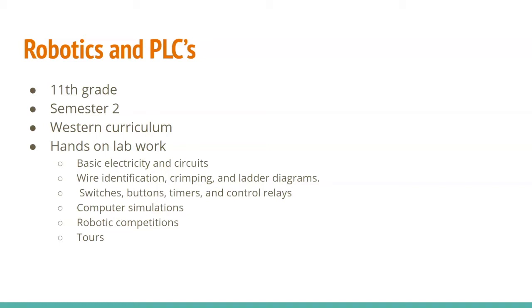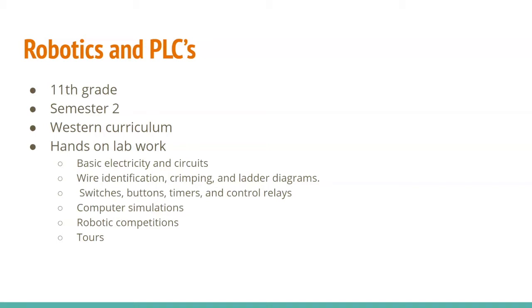This is very hands-on, lab-based work, very little lecture, so hopefully that's good for all of you. We're looking at everything from basic electricity and circuits, looking at Ohm's law, voltage, current, resistance, wire identification, how we know what gauge size to use, crimping, stripping, putting terminals on wires, looking at ladder diagrams, which are all things that you are also going to be doing in your digital electronics course with Mr. Johnston. So really these two classes overlap a little bit and solidify some of these concepts.